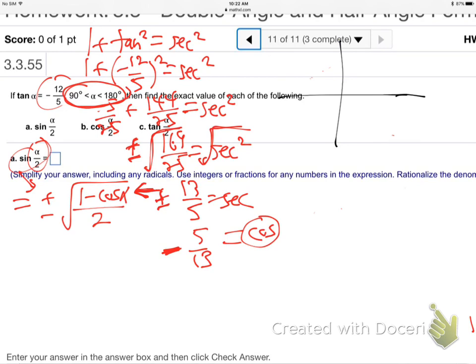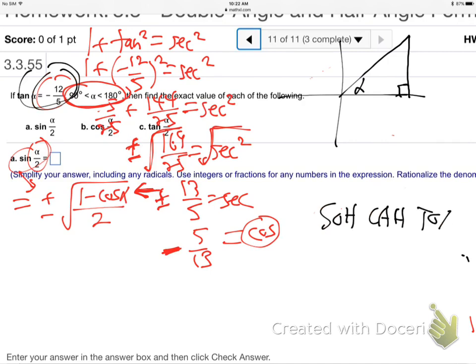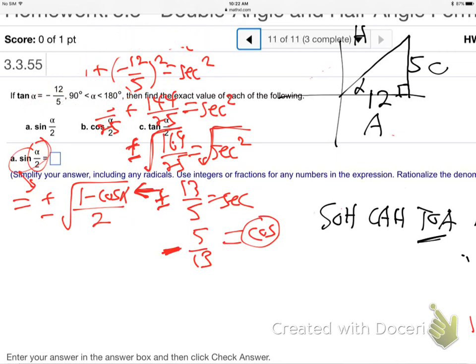Well, they told me tangent, so I'm just going to put a little triangle here. Make alpha my angle. They told me tangent is minus 12/5. Remember SOHCAHTOA? So tangent is opposite over adjacent, right? 5/12, tangent is 5/12. So 5. Everybody with me? I just did opposite over adjacent 5/12 because they told me. I've got so much scribbling all over this thing now. I'm going to erase this, that's okay.